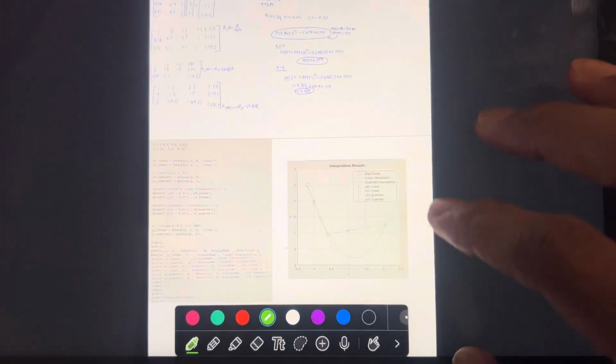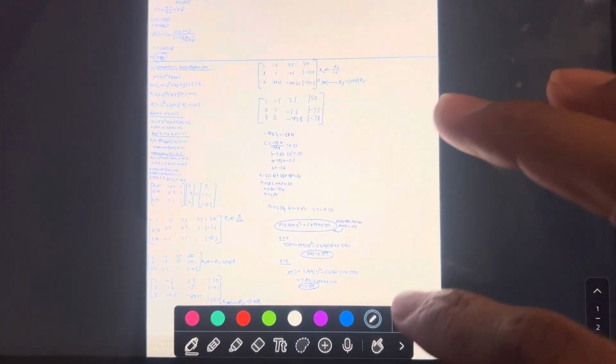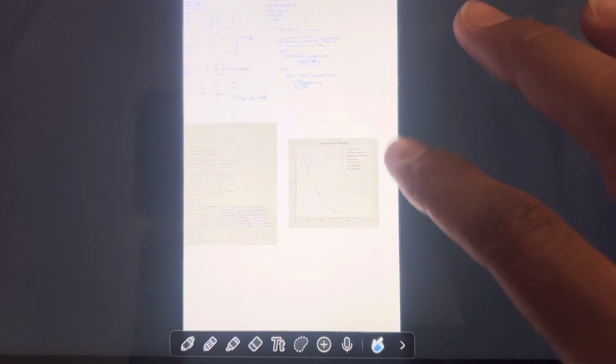So that should cover the entirety of this homework. Yep, and that is it for homework 6.